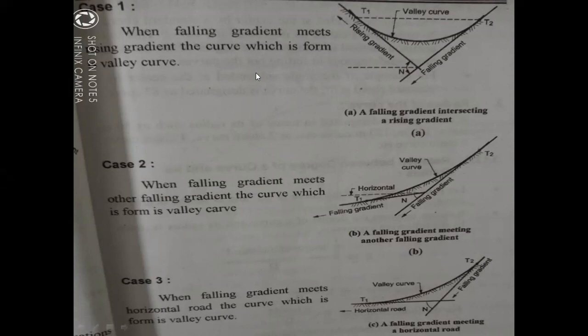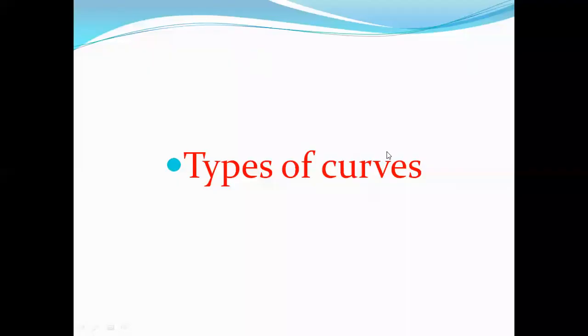Now we are going to revise all these curves again. Now see what a curve is. The curve is a geometrical arc which can be provided at the alignment of the road or track.